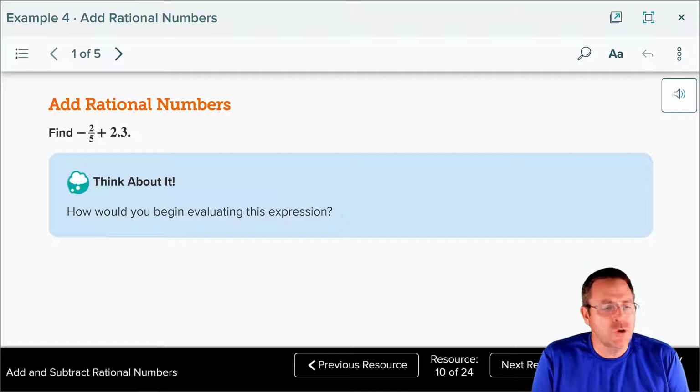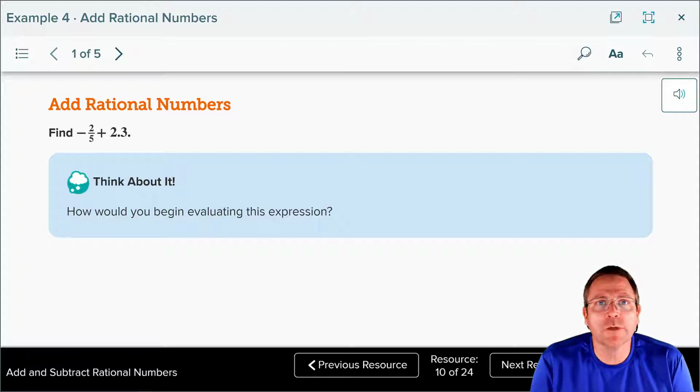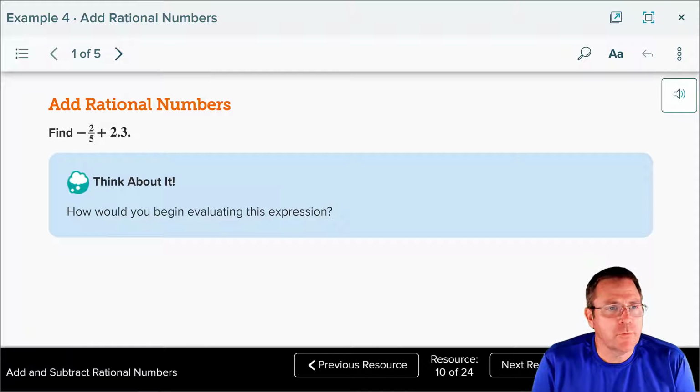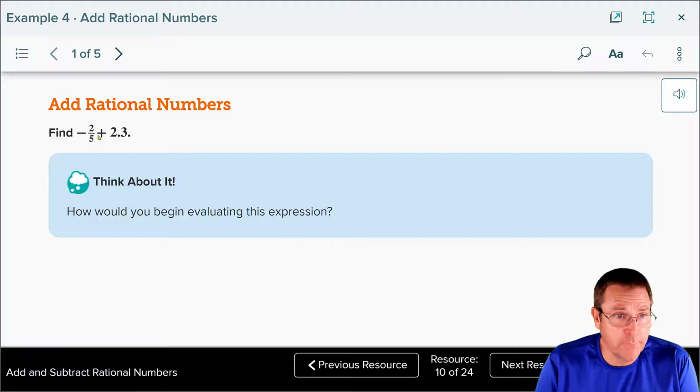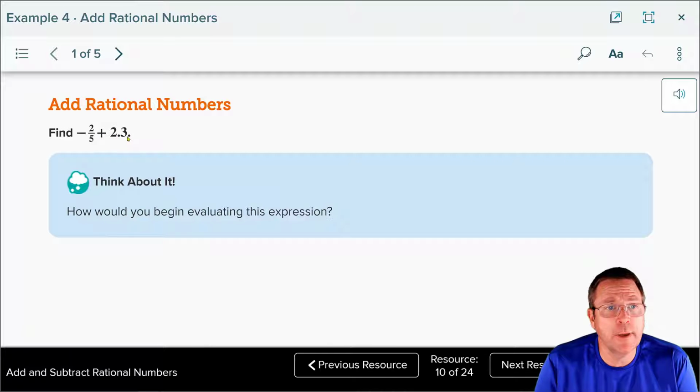Welcome back to part 2 of adding and subtracting rational numbers, chapter 3, section 7. This time we're going to start off by looking at a problem where we have a fraction, negative 2/5, and a decimal, positive 2.3, that we're adding together. We say adding together even though we're going to be subtracting in the end because there's a plus sign between them. Now we have to convert them to a common type of number.